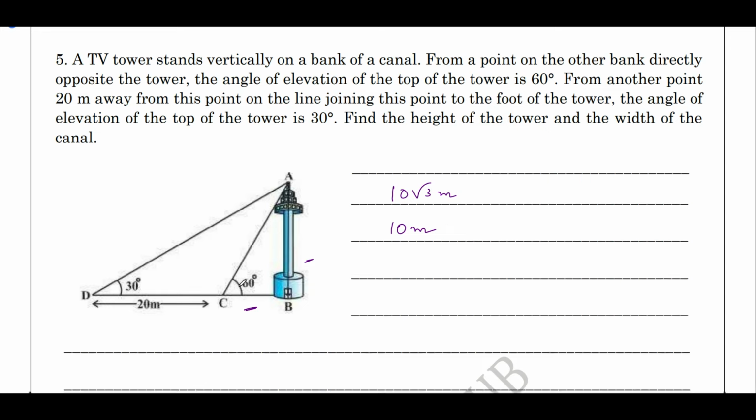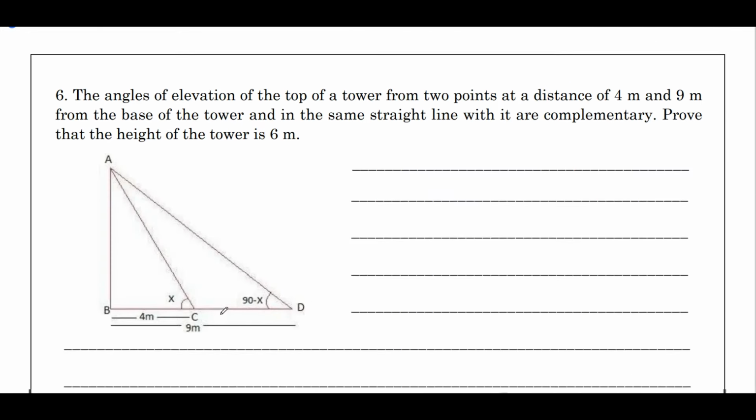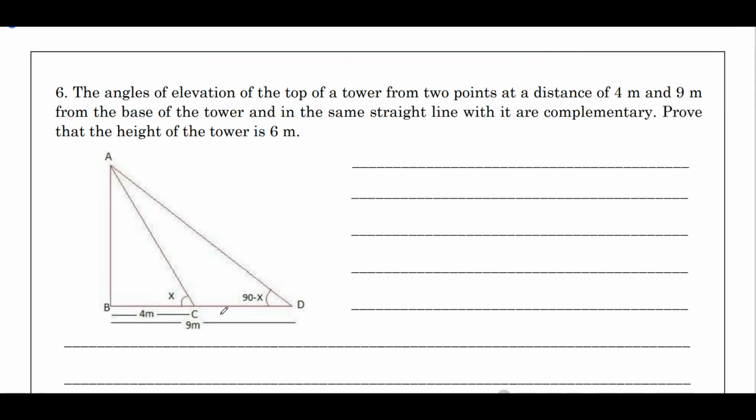In the same way, 6th question, very simple question. This question has been asked in the board exam in the year 2019-20. You should use the concept of complementary angles between tan theta and cot theta, so that you can prove the height of the tower will be 6 meters. Very simple problem. The question might be confusing. We'll get the solution within few steps.